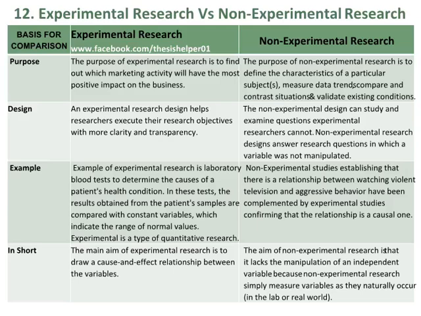In short, the main aim of experimental research is to draw a cause and effect relationship between the variables. Whereas the aim of non-experimental research lacks the manipulation of an independent variable, because non-experimental research simply measures variables as they naturally occur, in the lab or real world.